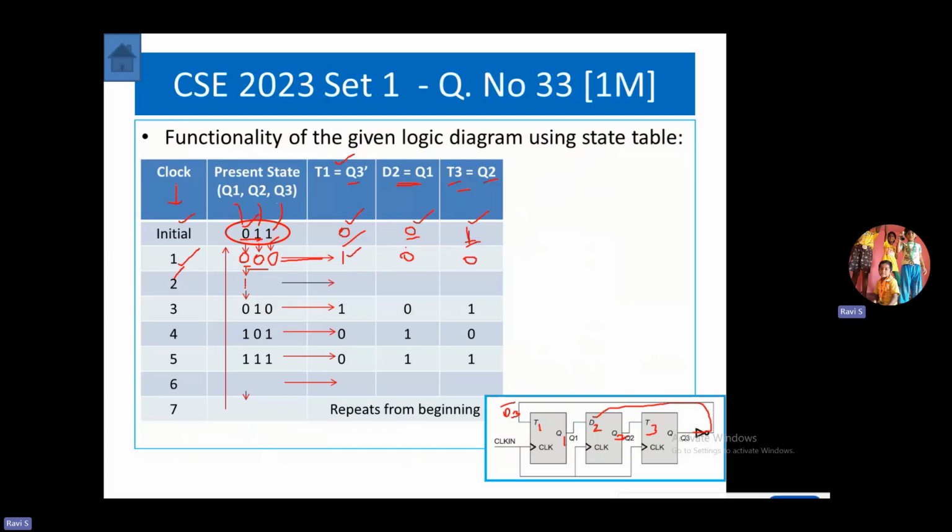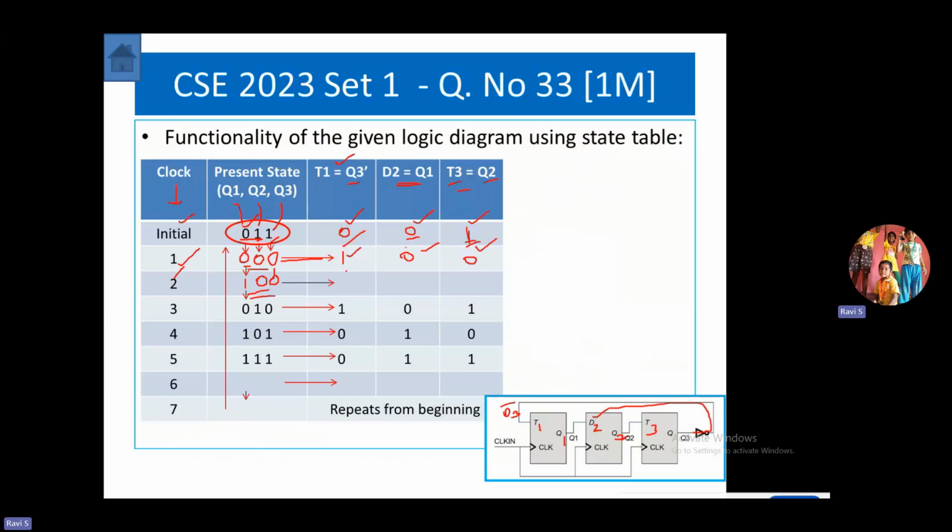So 0 becomes 1 in the first flip-flop. Second one, D flip-flop, we need to consider the input as the next state, because D flip-flop means the input becomes your next state. And third one again T3, it is 0. Because it is 0, it need not change its present state, because earlier it is 0. We are going to maintain 0 as our next state. So 100 becomes our next state after applying the second clock pulse.